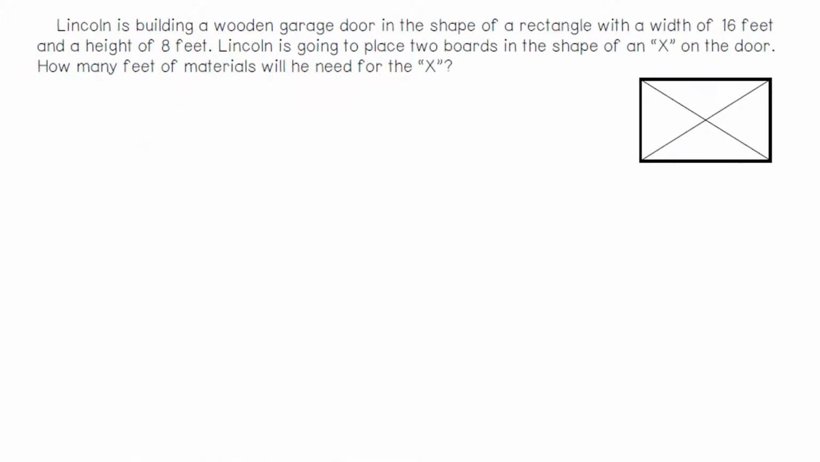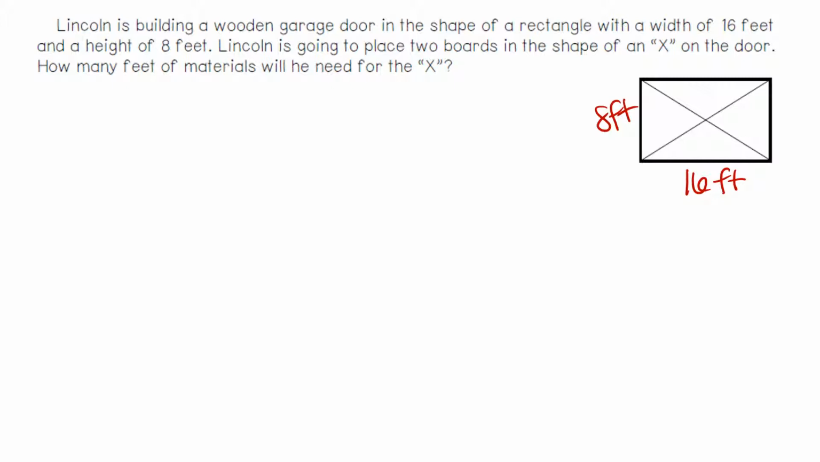Lincoln is building a wooden garage door in the shape of a rectangle with the width of 16 feet and a height of 8 feet. Lincoln is going to place 2 boards in the shape of an X on the door. How many feet of materials will he need for the X? So it gives us the rectangle. We can go ahead and label the rectangle with a width of 16 feet and a height of 8 feet.